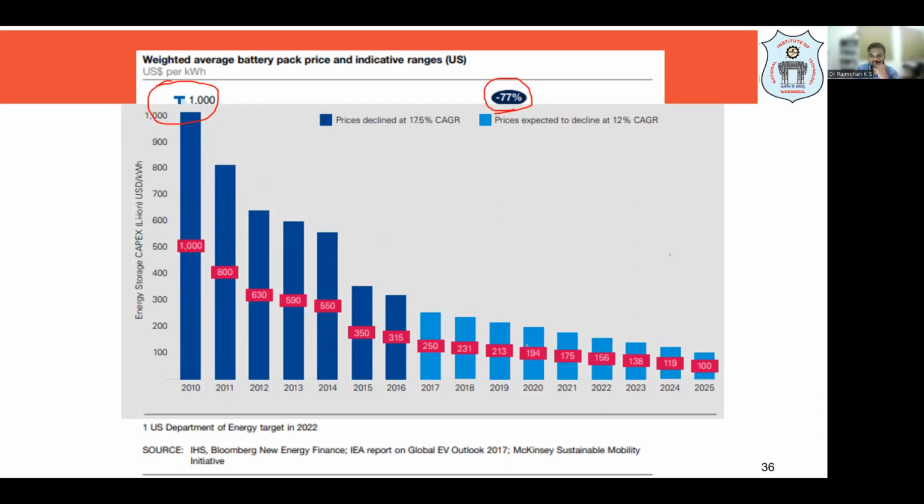You can see that is because the energy storage capex in lithium ion batteries, in terms of US dollars per kilowatt hour, has decreased from 1000 to 100. It is expected to decrease even further. You can see we are in 2022, it has reduced to 156 US dollars per kilowatt hour, and it is about to reduce another 50% by 2025. So that is the thing.